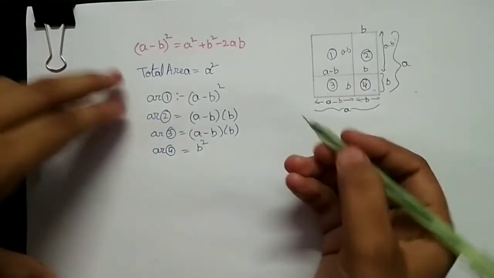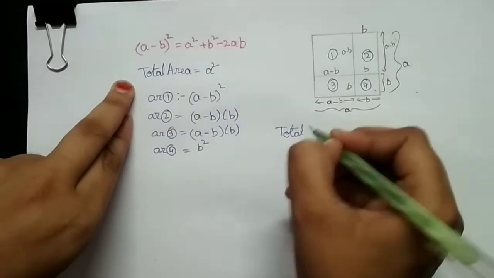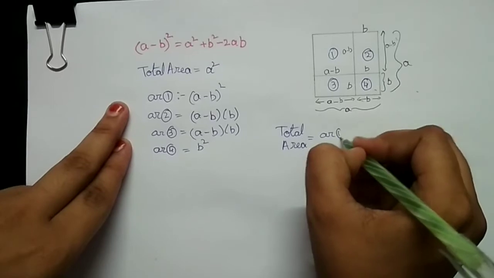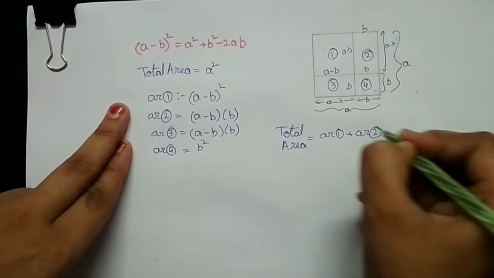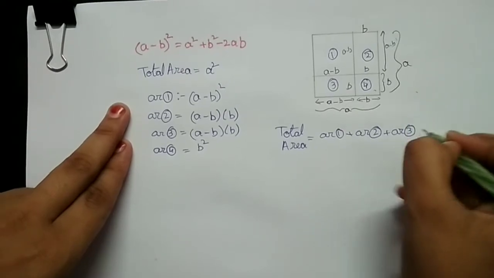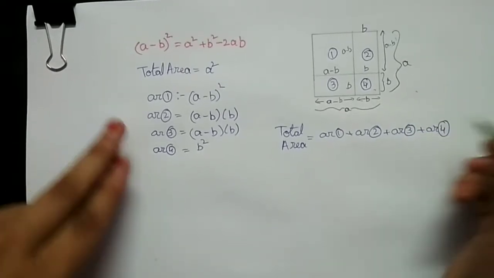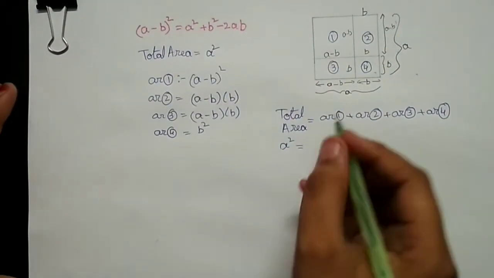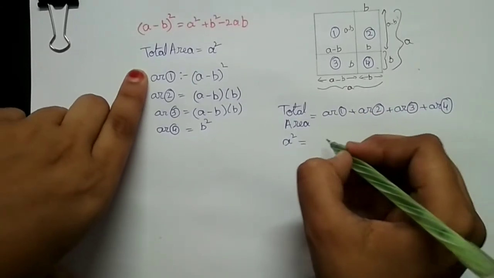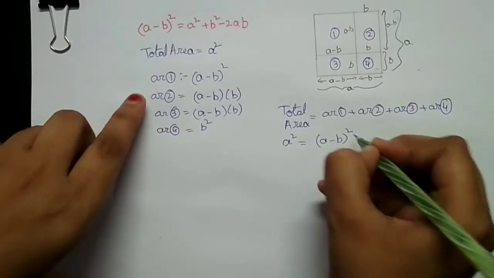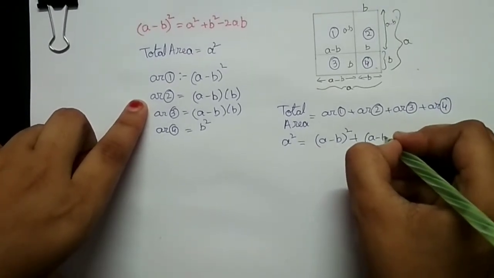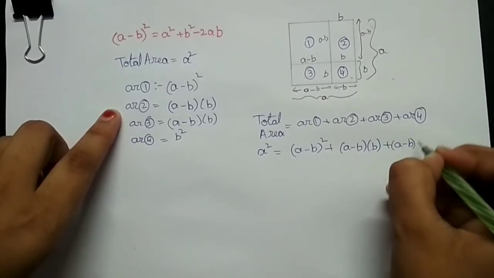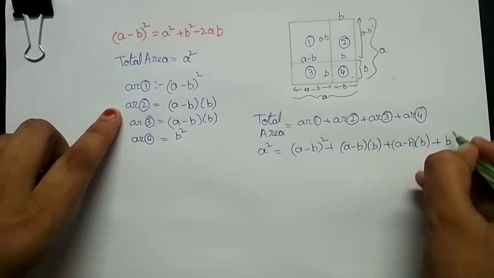Now the total area will be the sum of area 1, 2, 3, 4. So area of 1 plus area of 2 plus area of 3 plus area of 4. So total area is A square. Now area 1 will be (A minus B) whole square, and area 2 will be (A minus B) into B, and area 3 is also (A minus B) into B, and area 4 is B square.